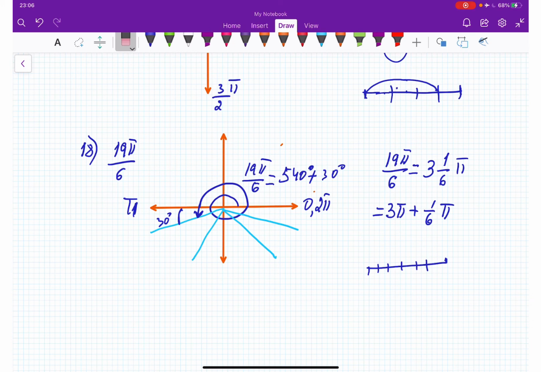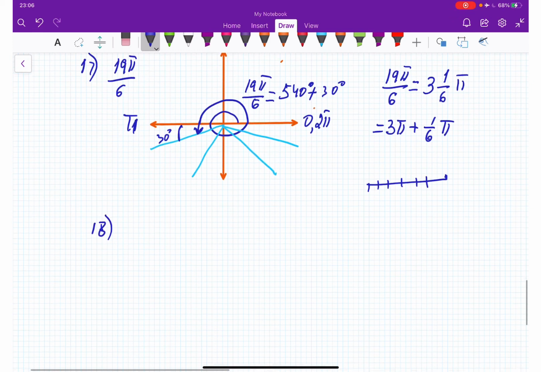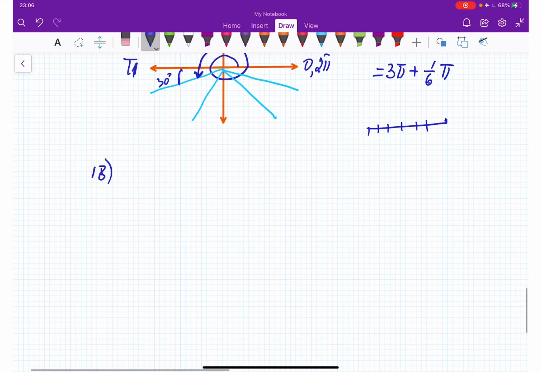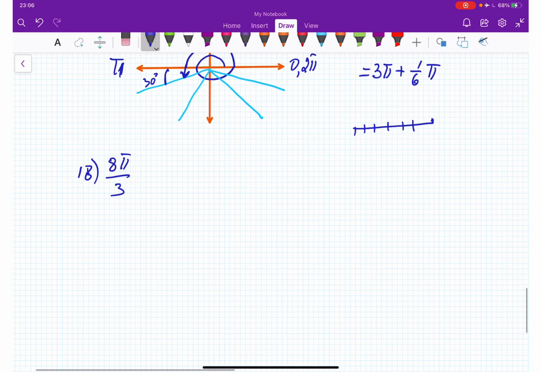Oops, this is 17. Moving to question number 18. So we have 8 pi over 3. I want to do a couple more like this so we can learn and feel comfortable.